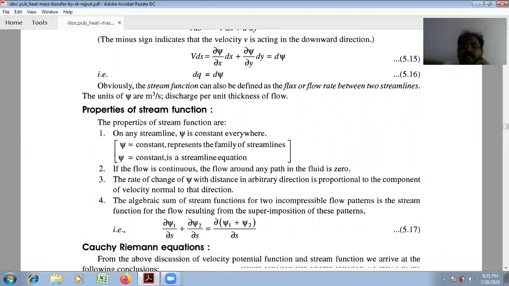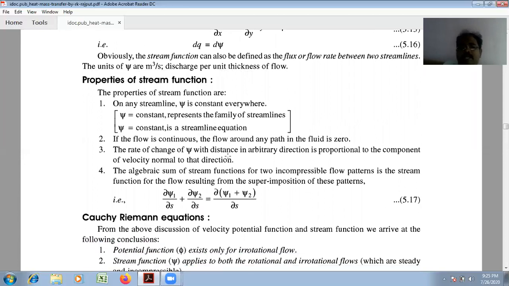So the properties of the stream function: the first one, psi is constant along any streamline. So psi equal to constant represents the family of streamlines. Psi is a constant in a streamline equation. Second, if the flow is continuous, the flow around any closed path in the fluid is equal to 0.